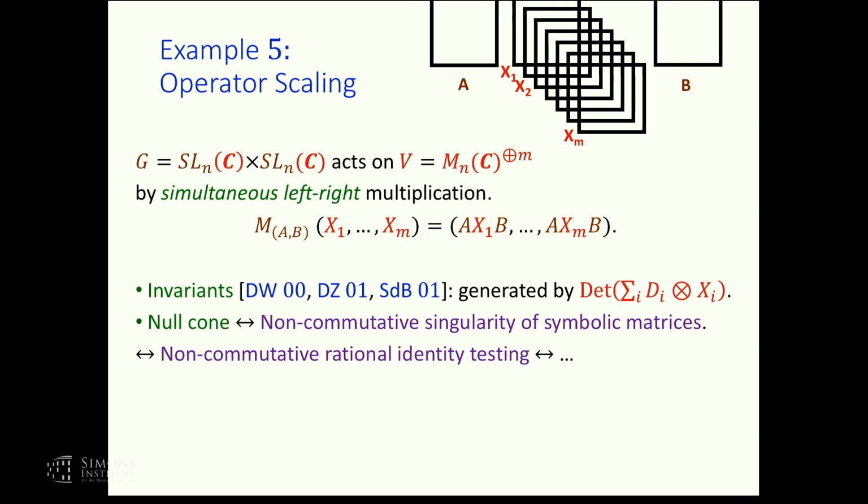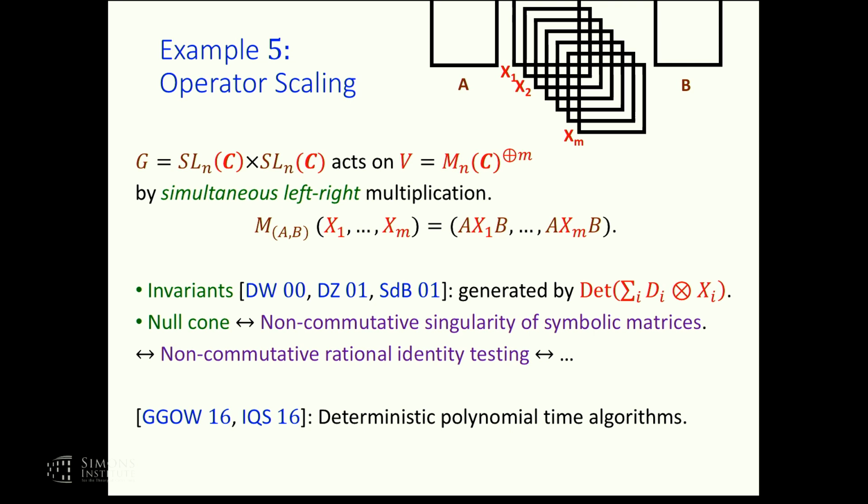The null cone here turns out to be very interesting and manifests itself in many areas of math and, in fact, quantum information theory. It corresponds to this non-commutative singularity problem. It relates to non-commutative identity testing and other things that I'm not going to talk about. So you don't have to understand this, but it's very rich.